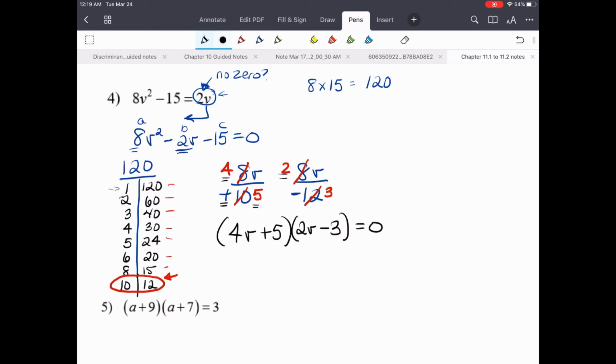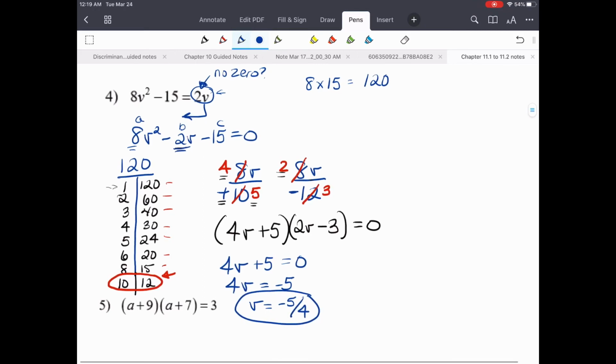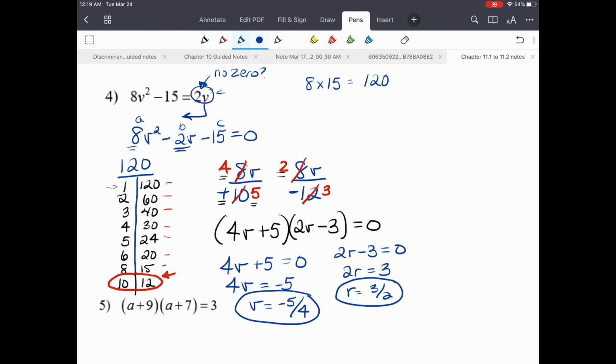And then I'm just going to go ahead and solve each equation. So there's one solution. Sorry if I'm not showing all my inverse operations, but at this point in the game, I hope this is becoming second nature to you. So there are your two solutions: negative 5 fourths, and 3 halves. Those are our x's. Well, in this case, it's v's.